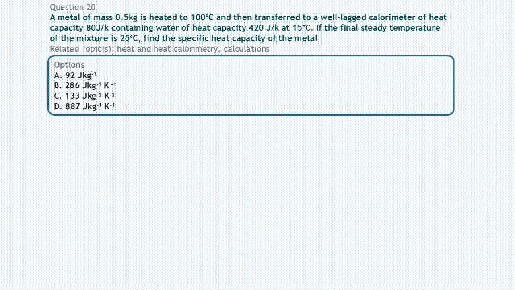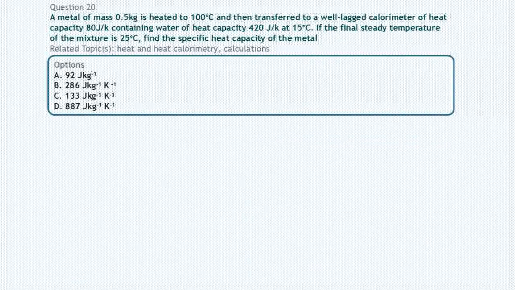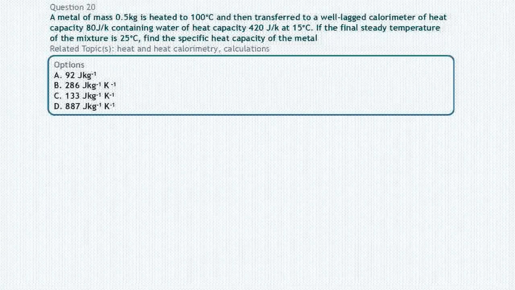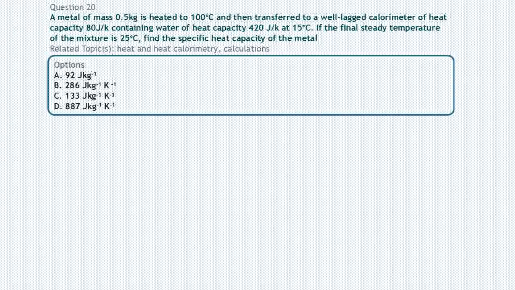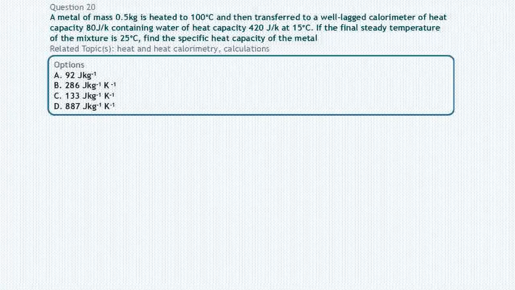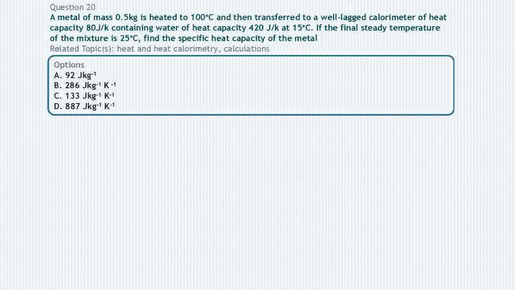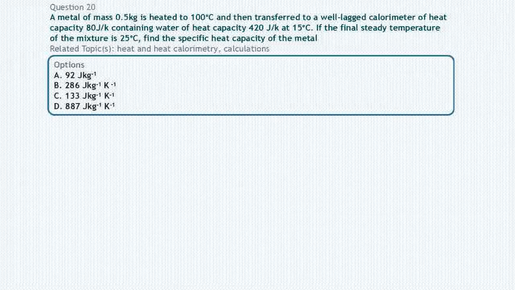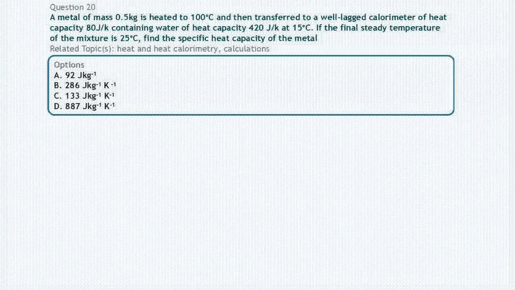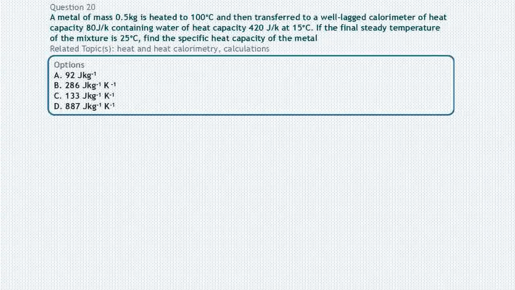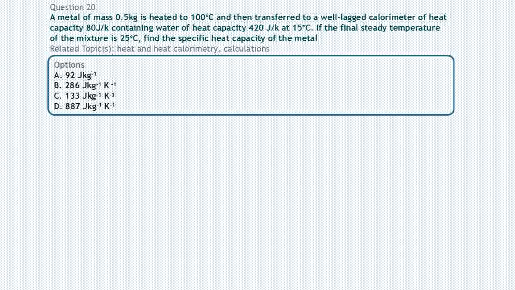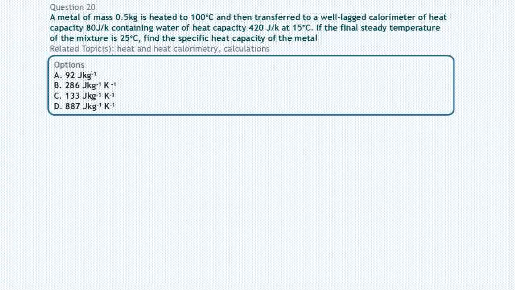Next, on calorimetry: a metal of mass 0.5 kilogram is heated to 100 degrees Celsius and then transferred to a well-lagged calorimeter of heat capacity 80 joules per Kelvin, containing water of heat capacity 420 joules per Kelvin at 15 degrees Celsius. If the final steady temperature of the mixture is 25 degrees Celsius, find the specific heat capacity of the metal.